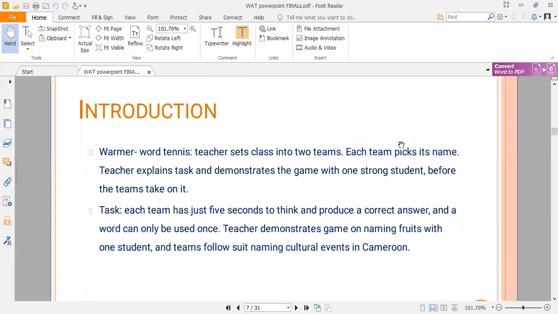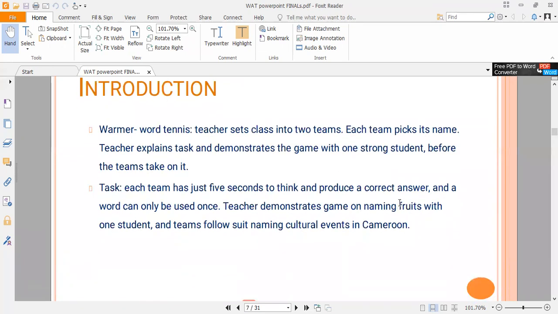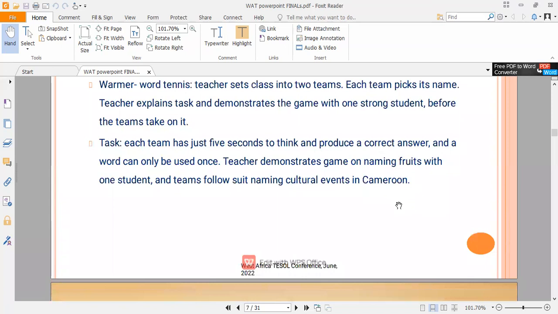To introduce our lessons, we used a warmer activity which was aimed at putting our learners in a learning disposition. So our warmer was a word tennis activity, which helped us to capture and most importantly, to retain the attention of our learners. For this activity, we set the class into 2 teams and each team picked its name.